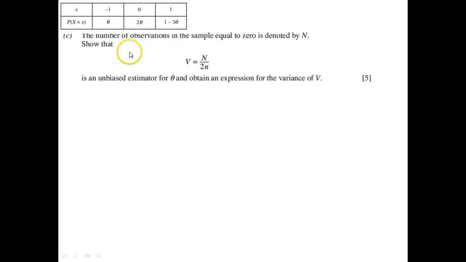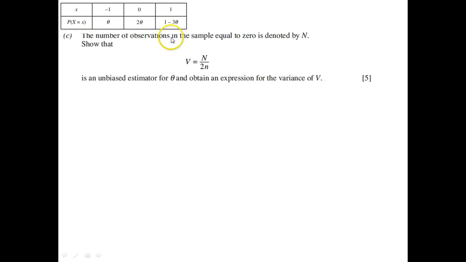Part C. The number of observations in the sample equal to 0 is denoted by capital N. So show that v, which is capital N over 2n, is an unbiased estimator of theta as well, and obtain an expression for the variance of v.